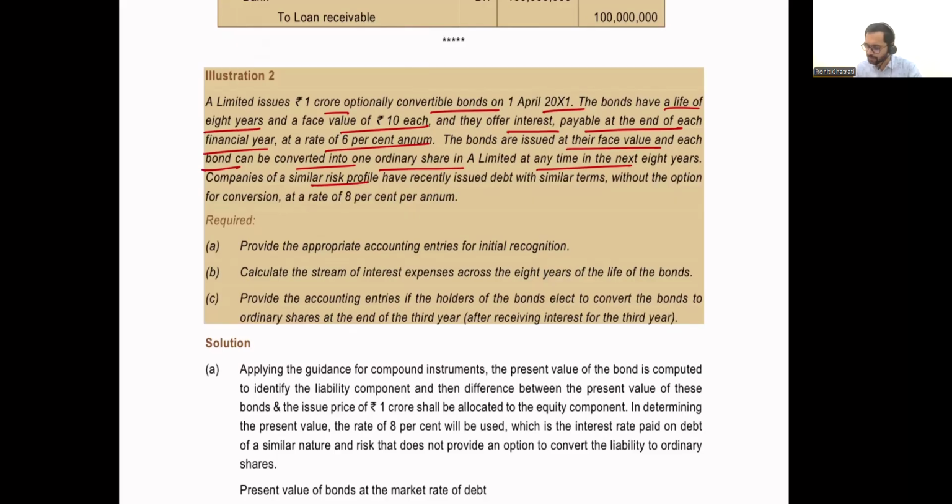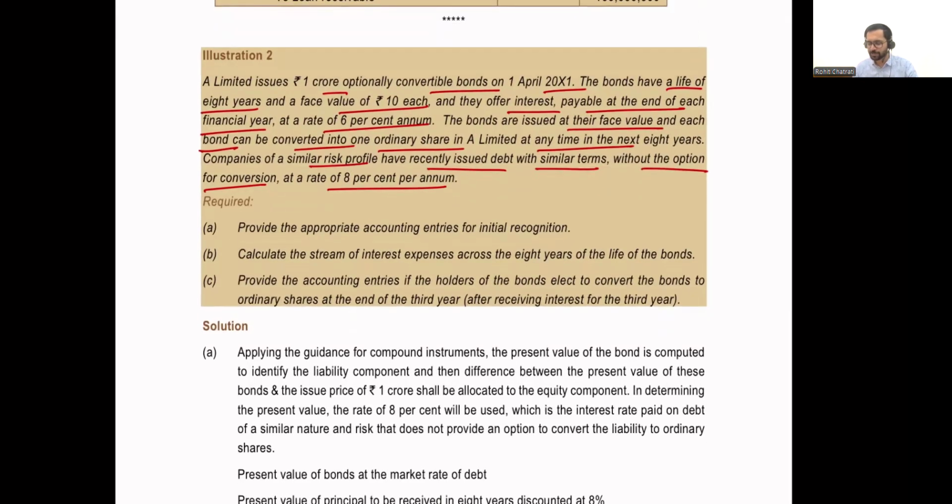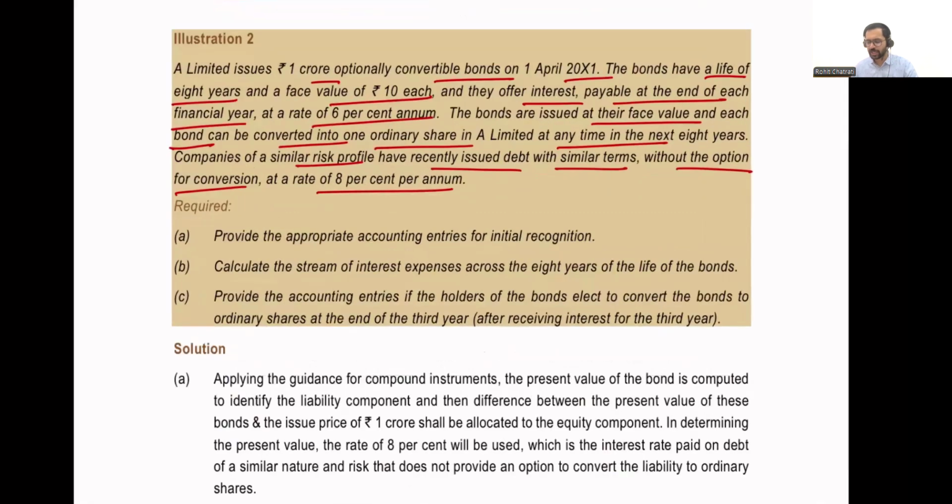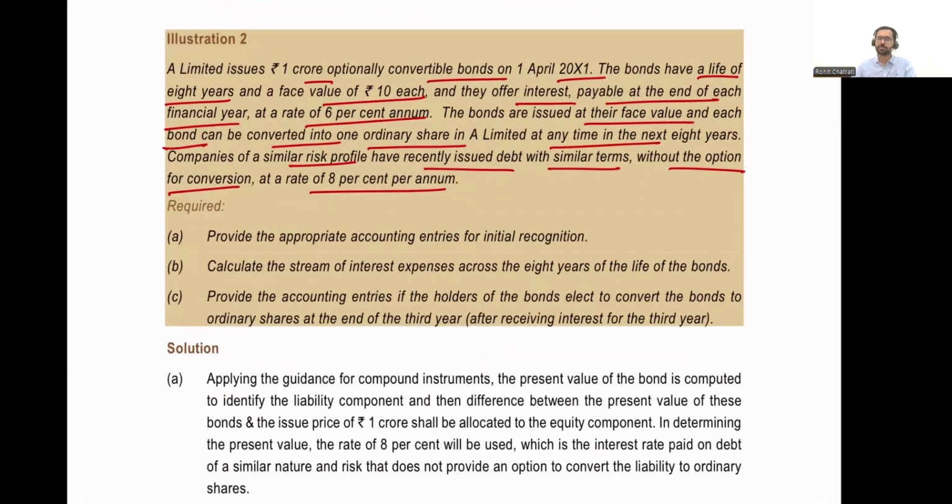Companies of a similar risk profile have recently issued debt with similar terms without the conversion option at a rate of 8% per annum. So the market rate is basically 8% per annum, which we will use as the discount rate, and the coupon rate is 6% per annum.